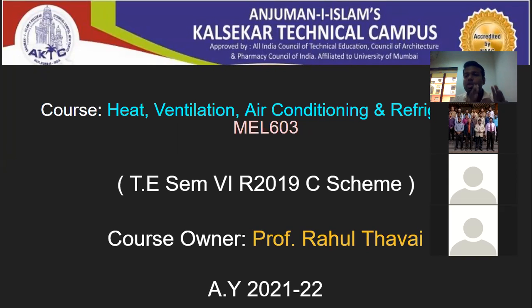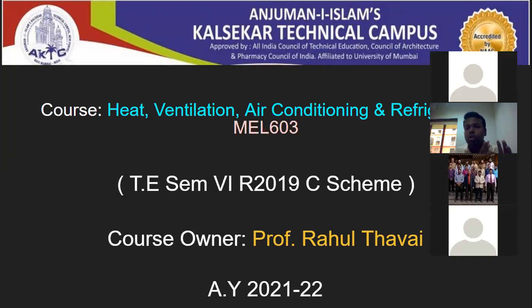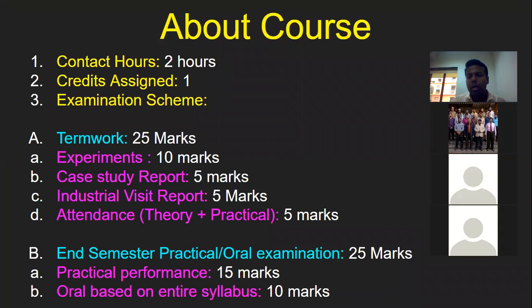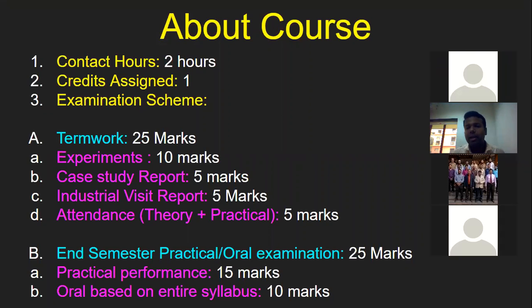For that, the split up is 20/80: 20 for your UT and 80 for your end semester exam. That is for the theory course. For the lab course, we have 25 marks for term work and 25 marks for the oral and practical examination.